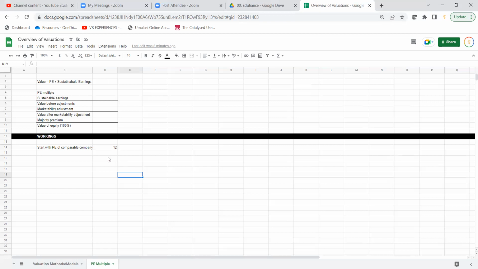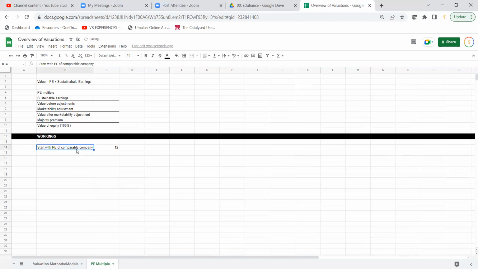Okay. So we start off with a comparable company. But we don't want the PE of a comparable company. We want the PE of our company. So we start off with a comparable company PE, and we make adjustments to get to an adjusted PE, which is representative of a PE for our company. So what do we want to get to? We want to get to this number. We want to get to an adjusted PE.